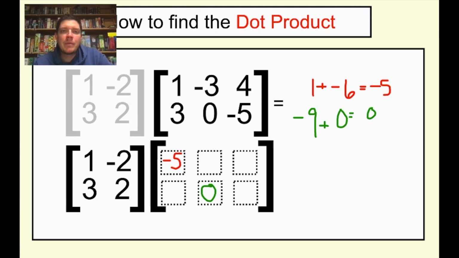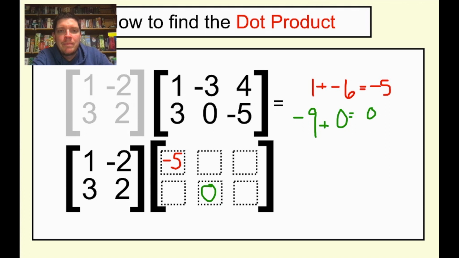Let me go ahead and get my blue pen ready. Let's start by finding this number here. Now notice this number is going to use this column and this row. Let me go ahead and erase these arrows because I don't want them to confuse you too much, but that's the idea. To find the number in this first row, third column, I need to use the first row of the first matrix and the third column of the second matrix.